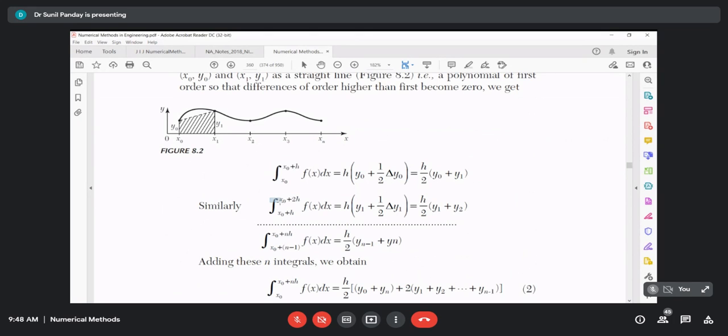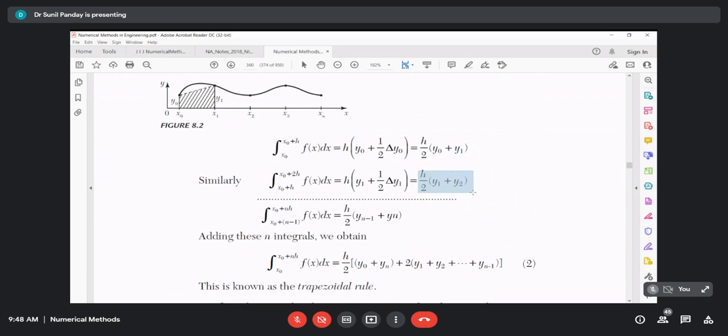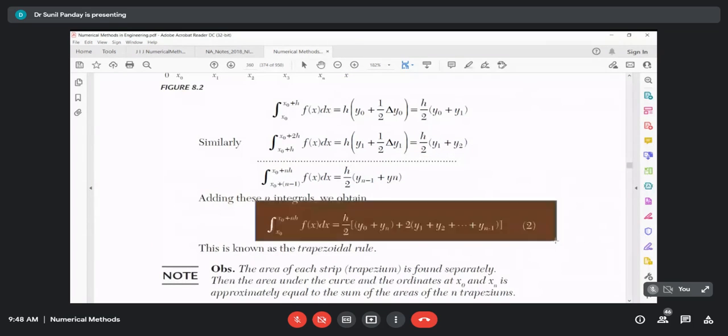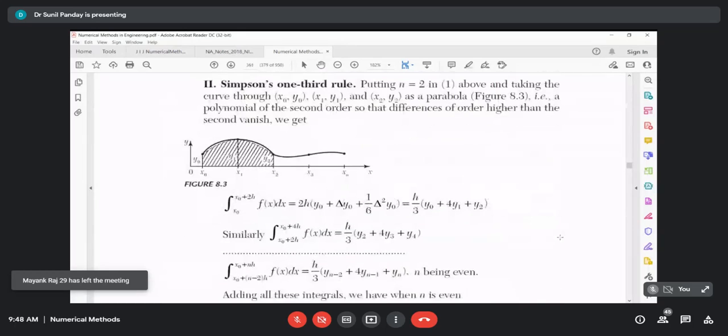This is I1, this is I2, this is In, and for I1 we have already calculated h by 2 (y0 plus y1), h by 2 (y1 plus y2), and like this. Finally, this is known as the trapezoidal rule. Now we go to the Simpson one-third rule.